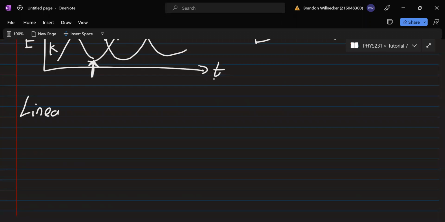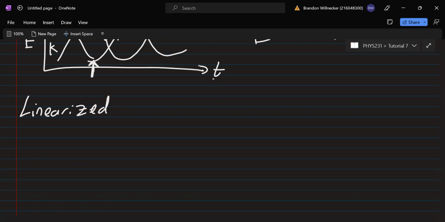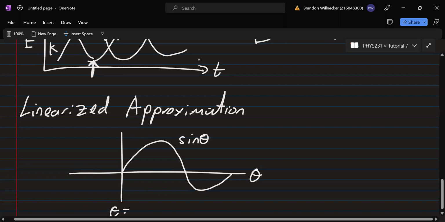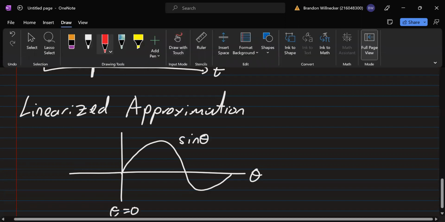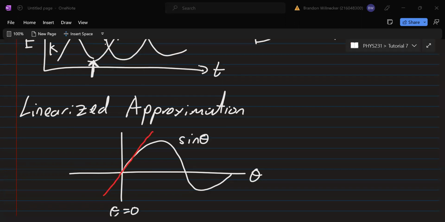So let's just go through that. Linearized approximation. So if we imagine the sine theta function, it looks something like that. So this is theta and sine theta. If we look close at theta equals 0, we see that this function is well approximated by a straight line.